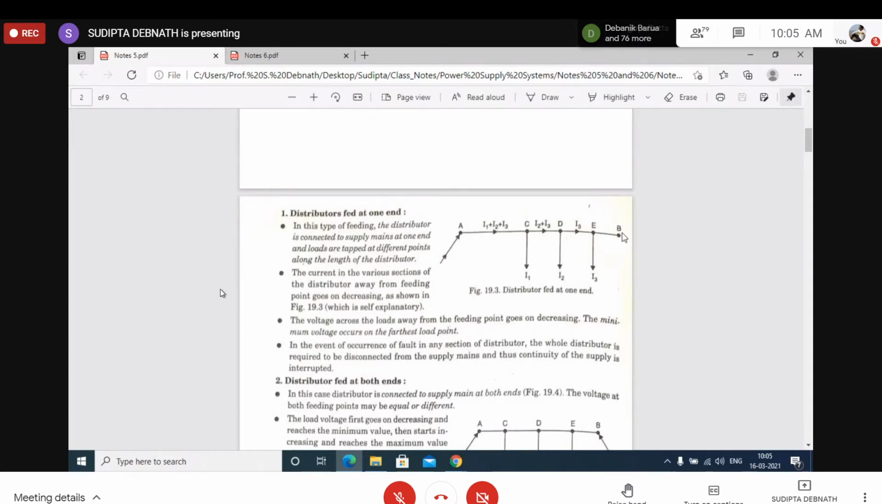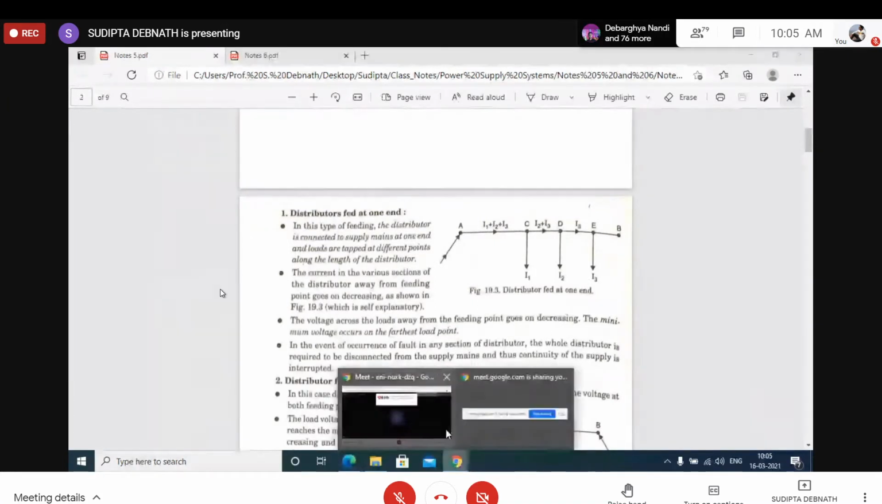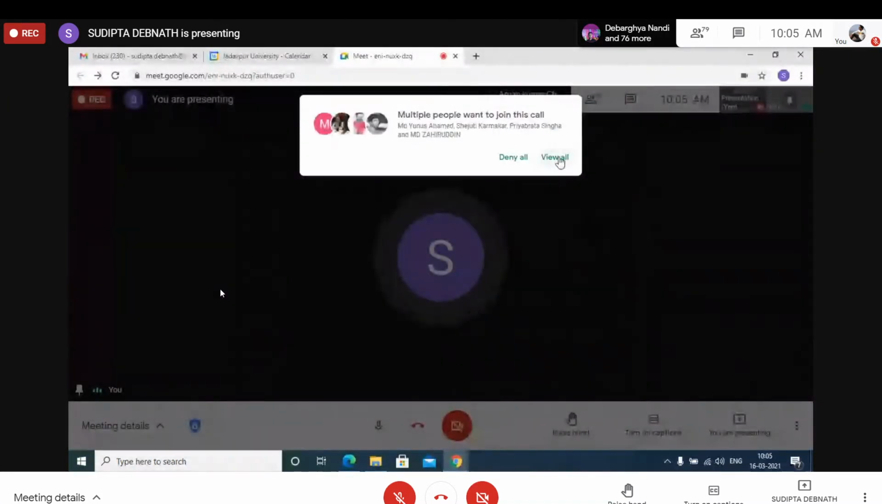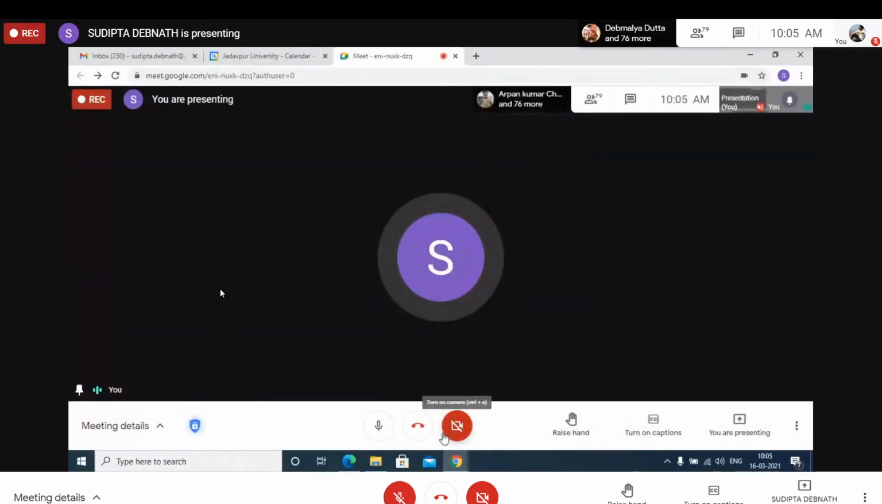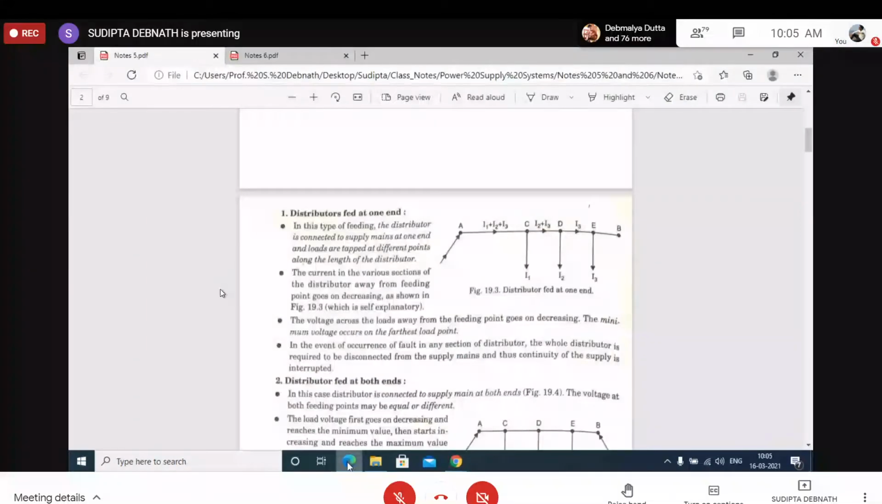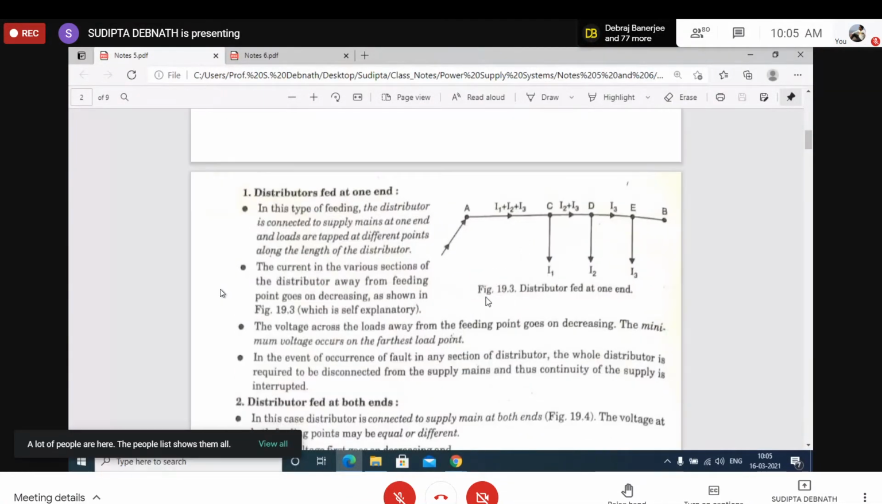So it is very important to find out the voltage drop in the whole distributor. We will find the different expressions for the voltage drops in different types of feeders and distributors. Now let us enlarge this one.